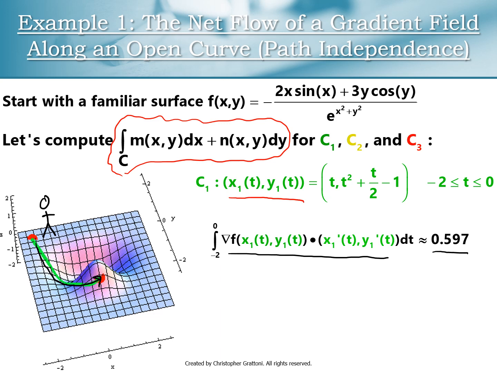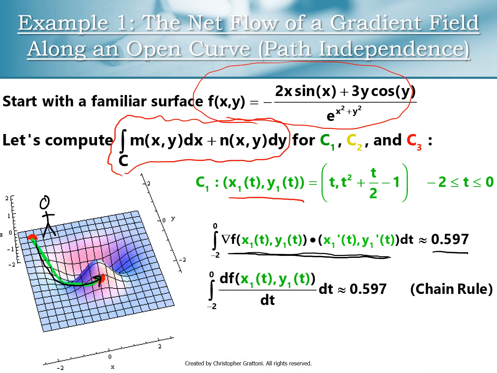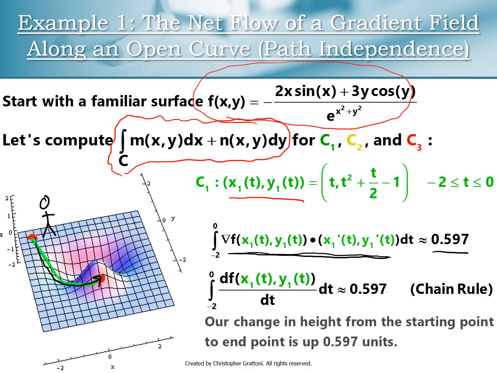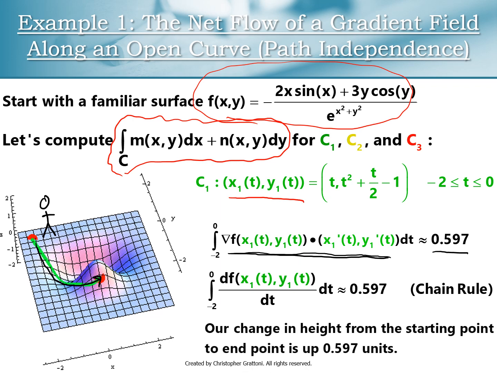Now, I don't want to give it away too much yet, but asking Mathematica to integrate in this particular case maybe wasn't the best choice, because we have a piece of information here and we're armed with the fundamental theorem of calculus, so there's probably a way I could have avoided a lot of computation here, but we'll get to that later. So our net change in altitude on our surface is 0.597 kilometers. Our change in height from starting point to ending point is up 0.597 units.